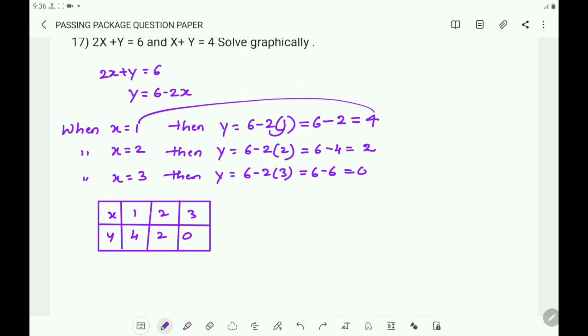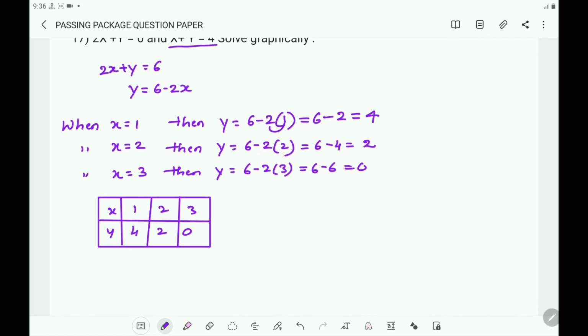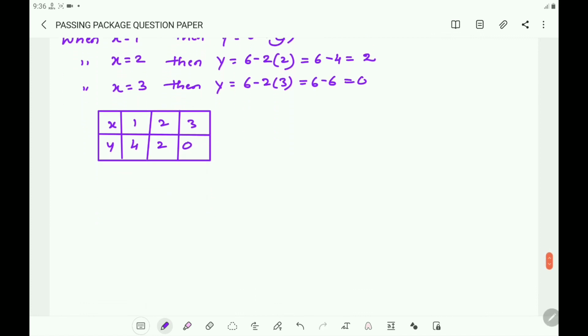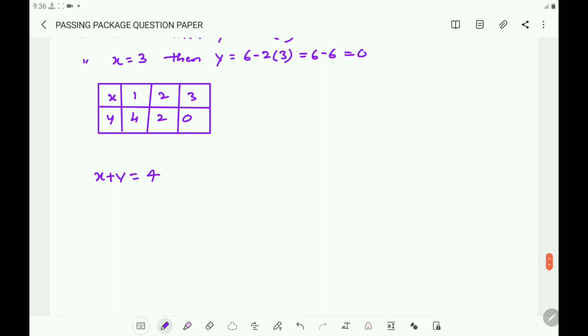Then you take the next equation. What is that? X plus y equals 4. Take the second equation, x plus y equals 4. Again you express this in terms of y. Y is equal to 4 minus x. Here also you take the convenient values for x and get the corresponding value for y.